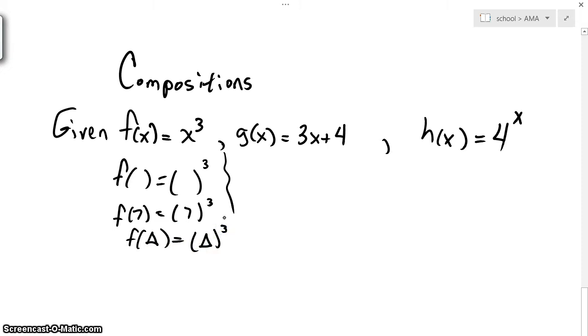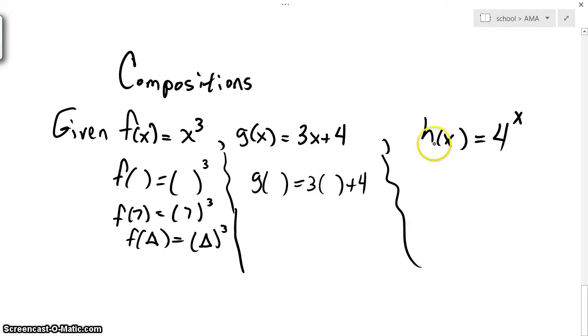You could put even a name in there. You could put whatever you'd like in there. And that's stylistically why we do that. Let's do this with g of x. G of x equals 3x plus 4. G of a blank is 3 blank plus 4. Whatever you'd like to substitute into those spaces you have to do throughout. H of x equals 4 to the x. H of a blank would equal 4 raised to that blank.